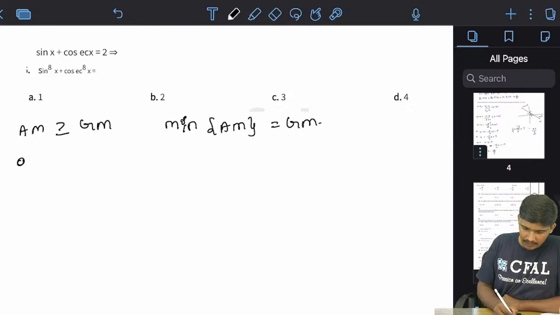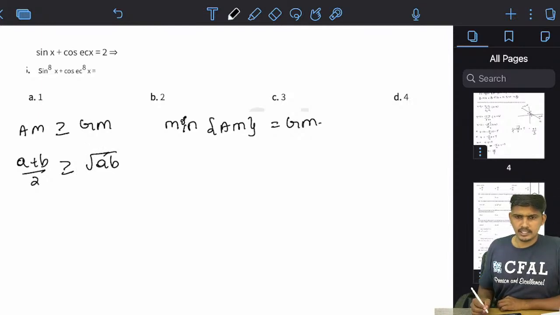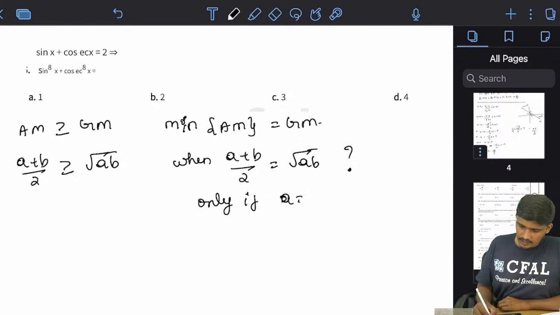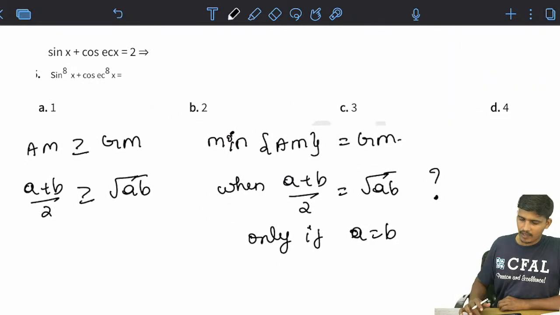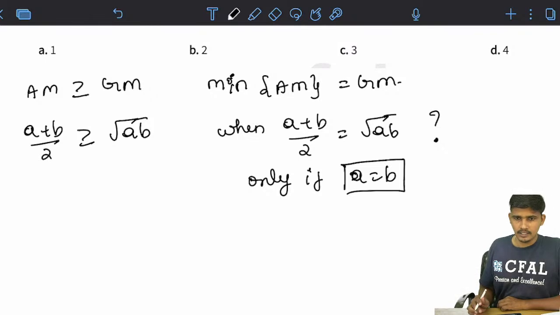What I am trying to tell is a plus b by 2 is always greater than or equal to square root of ab, right? Arithmetic mean is a plus b by 2 and it's always greater than or equal to square root of ab. This we have learned in our sequence and series chapter. Now the question is when a plus b by 2 will be equal to square root of ab. This will happen only if a is equal to b. So the arithmetic mean equals the geometric mean only when a equals b. This you have learned in our PU classes, right?